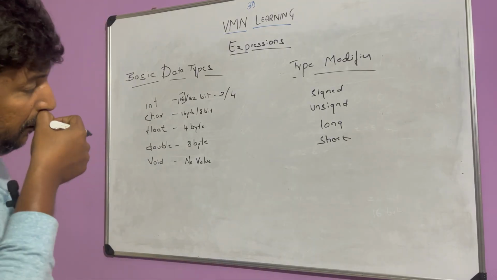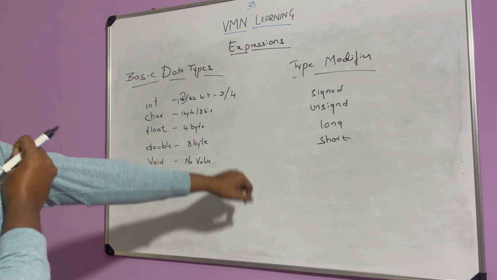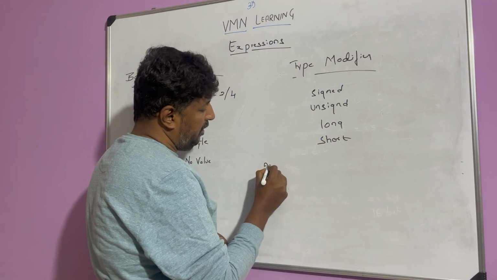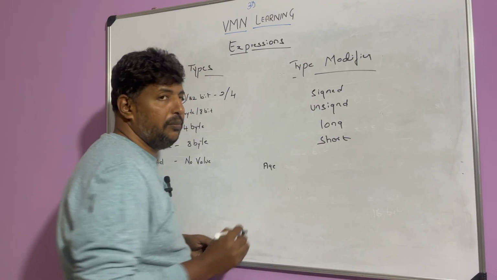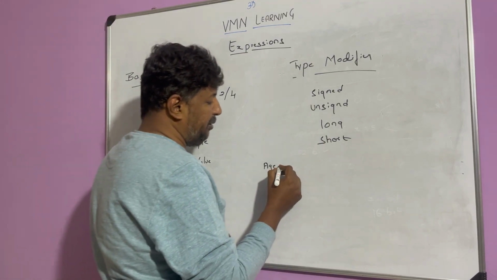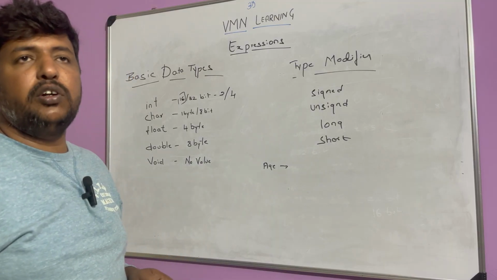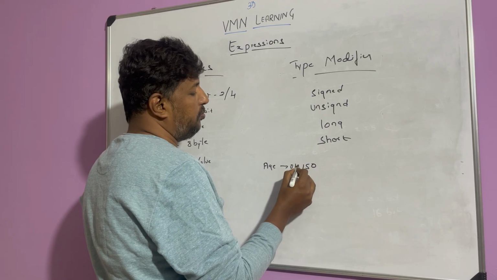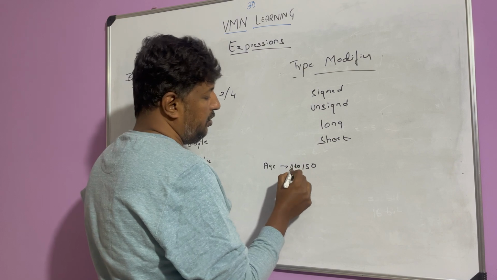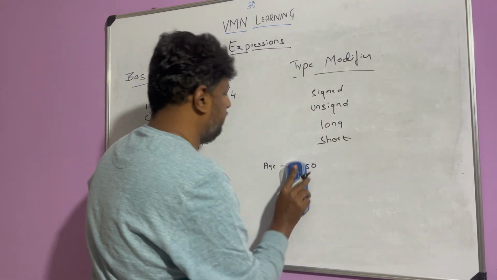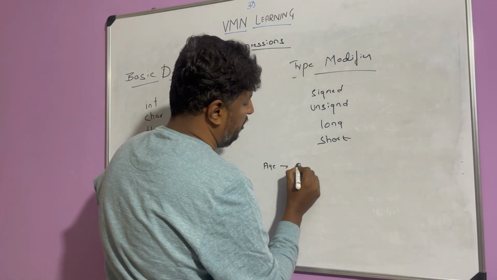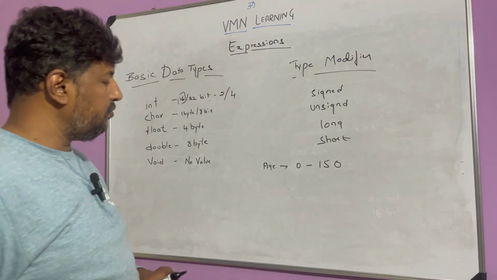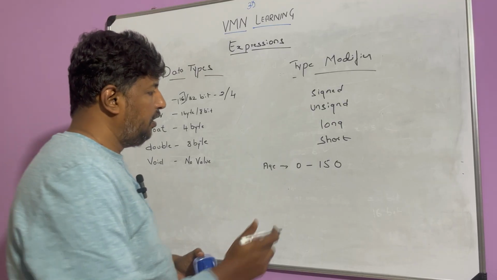What are the uses of these? Why do we need them? Okay, so consider the example of age. For human beings, not for animals, the maximum recorded age is maybe around 115 or 120, but let's say 150. Let's give an example: the value may vary from 0 to 150.